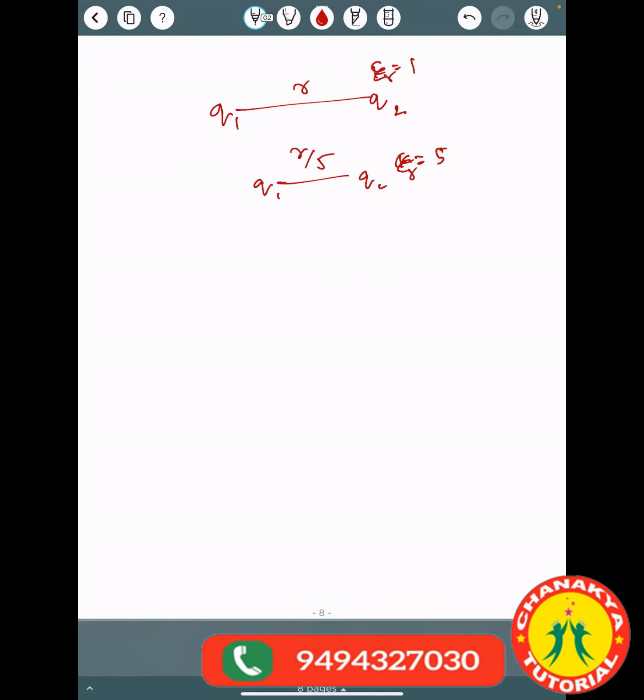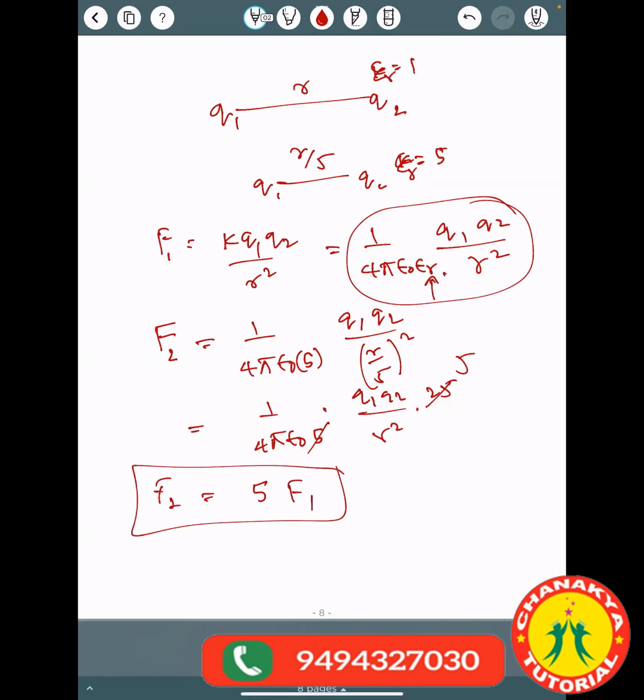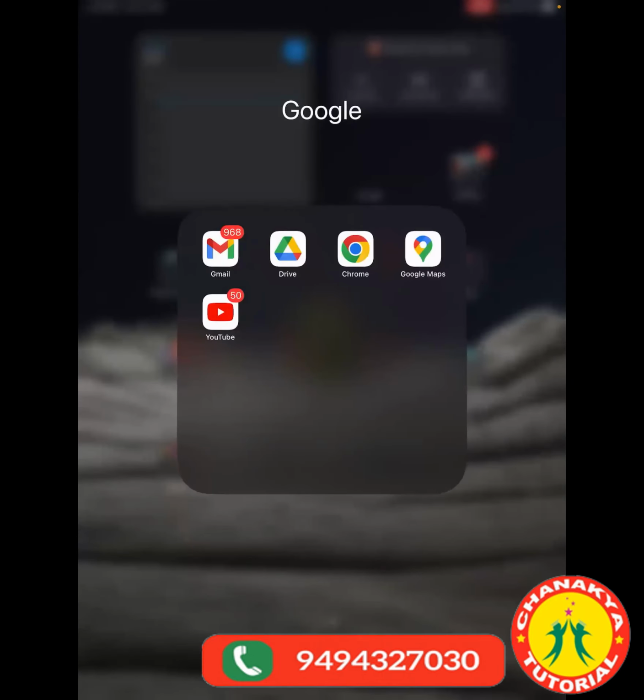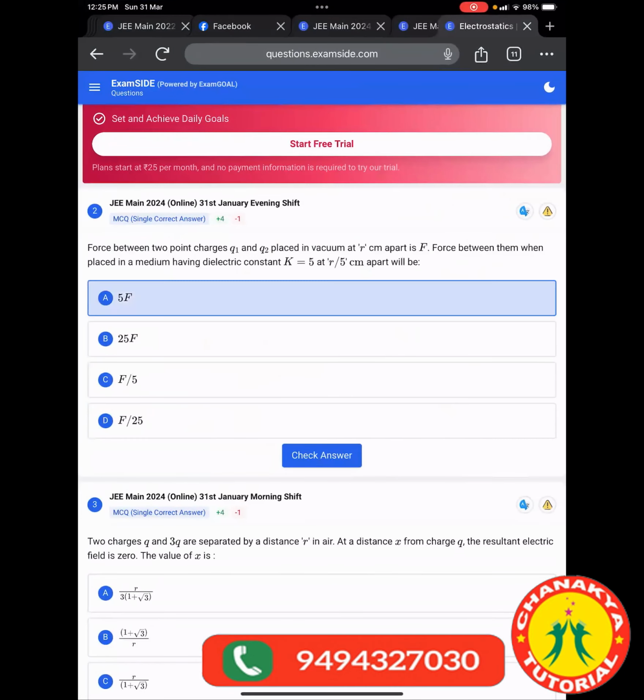1 by 4 pi epsilon naught into 5 into q1 q2 by r square into 25. 5 ones are 5, 5 fives are 25. So 5 times you are getting, right, because here epsilon naught r is 1. So F2 is 5 times F1. So initially if the force was F, then when you go into a medium of 5 and decrease the distance to r by 5, the force will become 5 times. Okay guys, any doubt? No, sir. Very good. So it will be 5 times F. That is the correct answer.